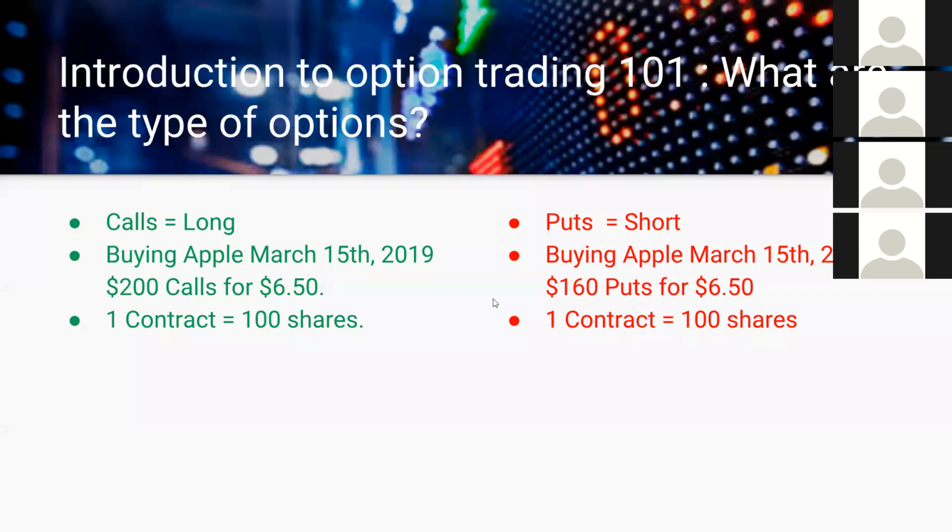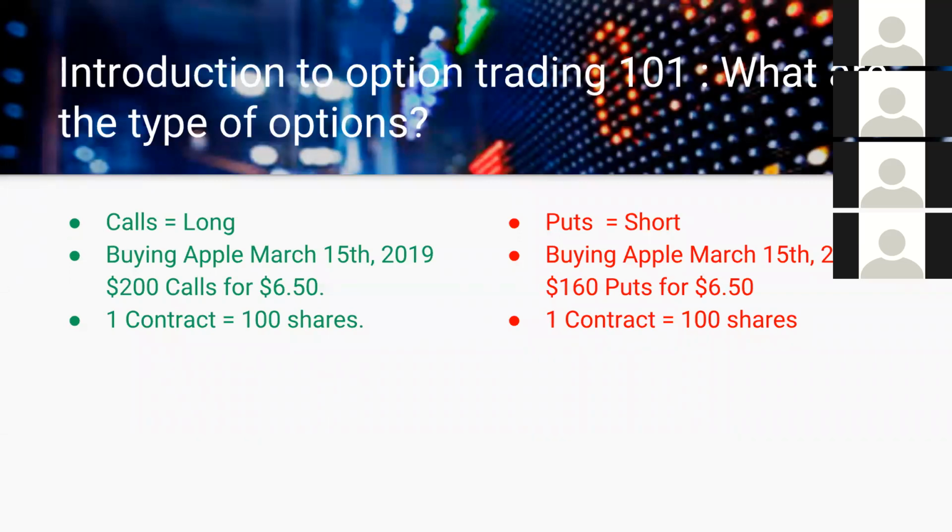A call is similar to having a long position in a specific stock. So if you're a call buyer, you hope that the stock goes up above the strike price before or on the expiration date. On the other hand, a put option gives the buyer the right to sell an asset at a certain price within a specific time frame. A put, unlike a call, is similar to having a short position in the stock. So a put option buyer hopes that the stock price of that underlying asset, for example Apple, goes down below the strike price before the expiration date.